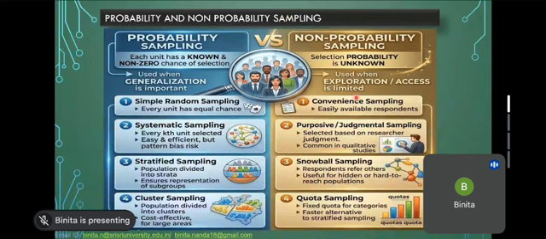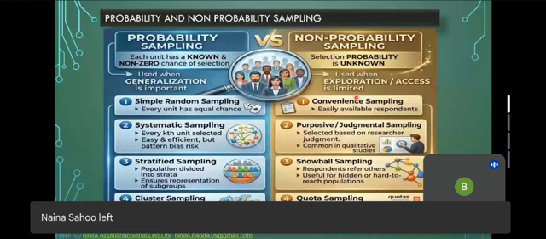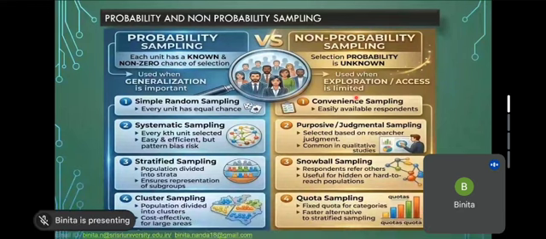The next one is purposive sampling or judgmental sampling, where we deliberately select participants who meet specific criteria. Suppose I'm working on a study on the startup challenges that people are facing in Odisha or India. But according to my purpose, I am taking only the women-led startups. I will take only the women founders who are working on startups.